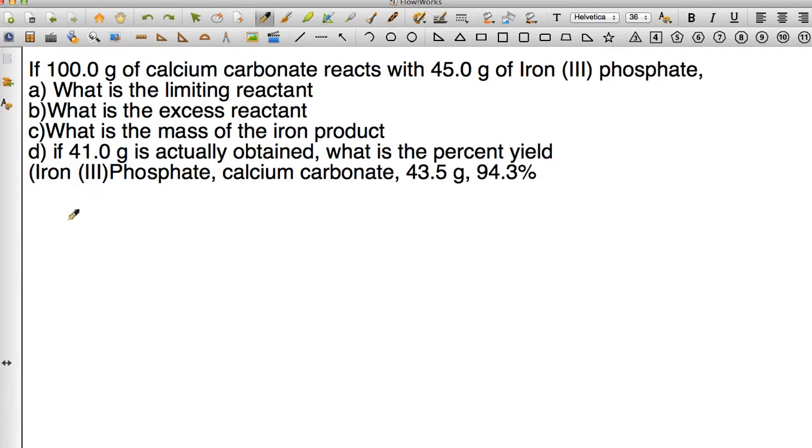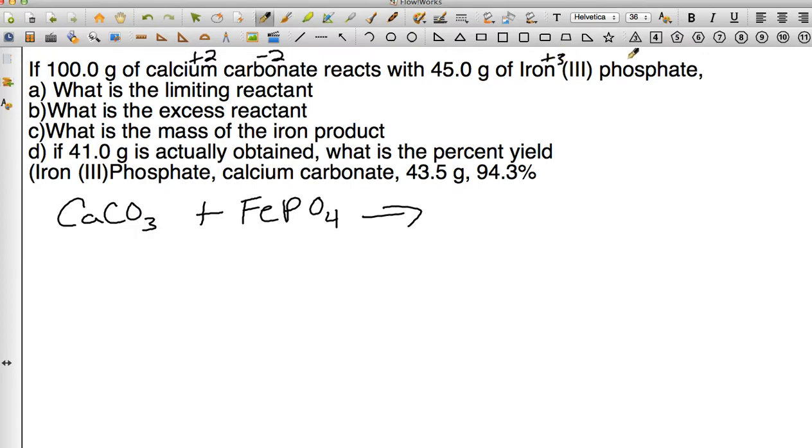Okay. We have calcium carbonate reacts with iron 3 phosphate, which is FePO4. Now, the thing is I know these charges. That's why I was able to write out those formulas without looking anything up. Unless you have those formulas memorized, you're not going to be able to do that. Calcium is a positive 2, CO3 is a negative 2, so that's why it comes together as CaCO3. In this case, iron is a 3, phosphate's a negative 3, so that's why it's FePO4.